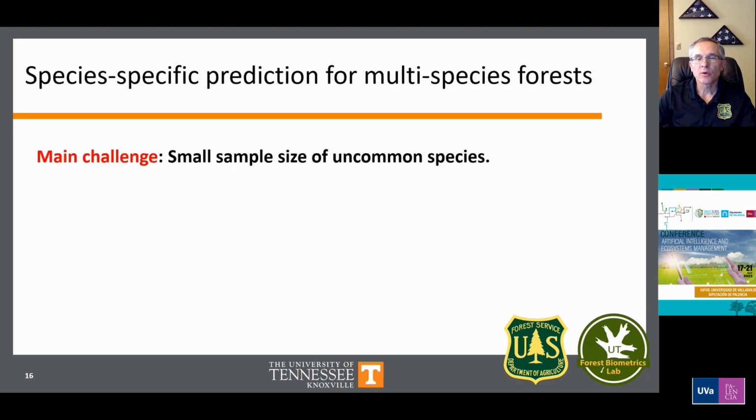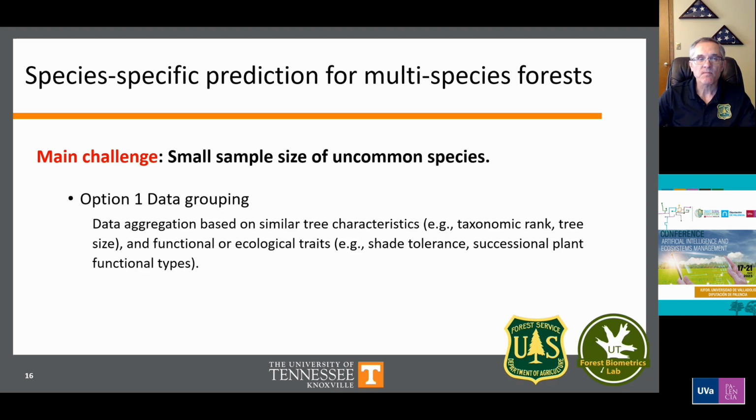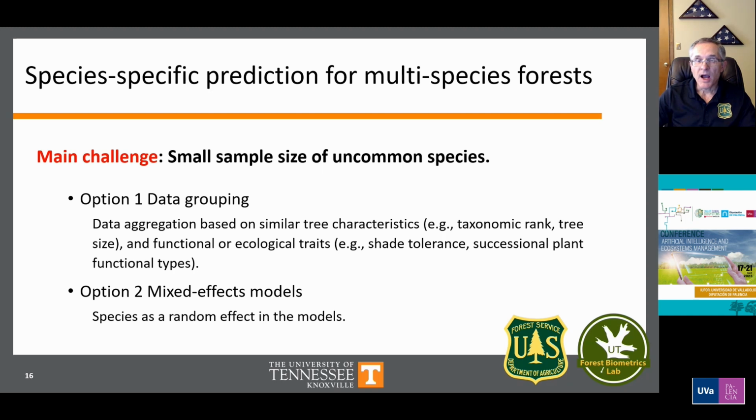Now, the main challenge we were really facing here was how to deal with the small sample size for uncommon species. And the first option we saw after reviewing the literature was data grouping. So aggregating the data on similar tree characteristics or taxonomies, functional or ecological traits. Option 2 was the use of mixed effects models. So using species and genus as a random effect in the model. And we chose to pursue that second option.